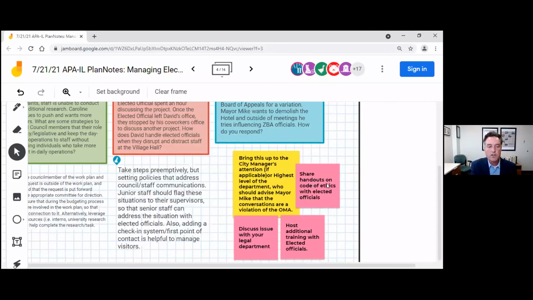So this situation that was presented is between a mayor and a zoning board member, but keep an eye out for those situations where you're going to find yourself in the middle, and be prepared for how you handle that ethically. Great example.